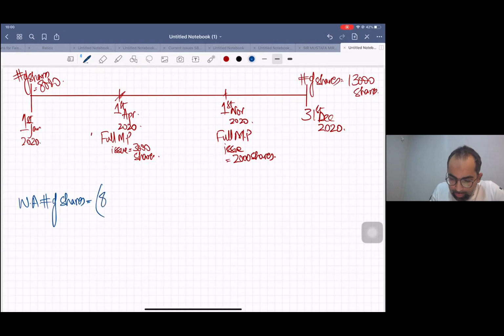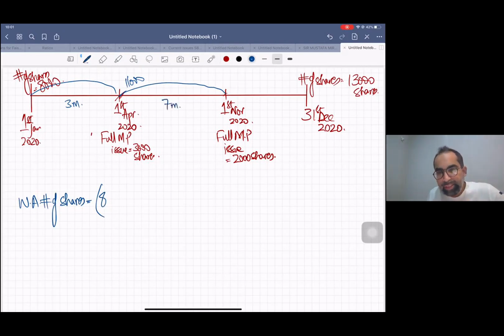Have a look. 8,000 shares. For the first three months, the outstanding shares are 8,000, and 8 plus 3 from this date is 11,000 shares. Next, from 1st April to 1st November is 7 months. For the next 7 months, the outstanding shares are 11,000. Then finally, 11 plus 2 is 13,000, and these 13,000 shares are outstanding for only 2 months.